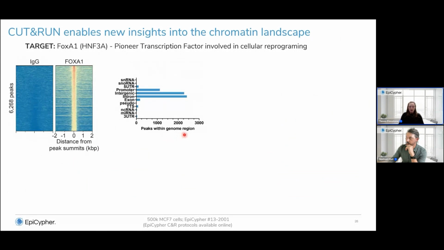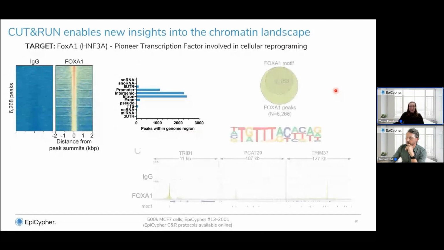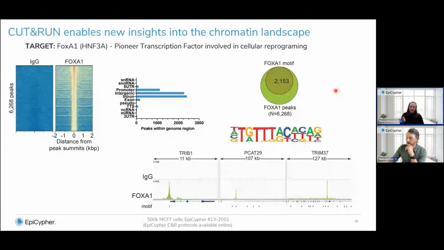Next is the bar plot that shows the genomic distribution of the FOXA1 binding sites. Most of these peaks were called in the intron and intergenic regions. Next, we can see the overlap between FOXA1 called peaks and the canonical FOXA1 motif. And this shows that the cut-and-run is capturing biologically relevant sites.